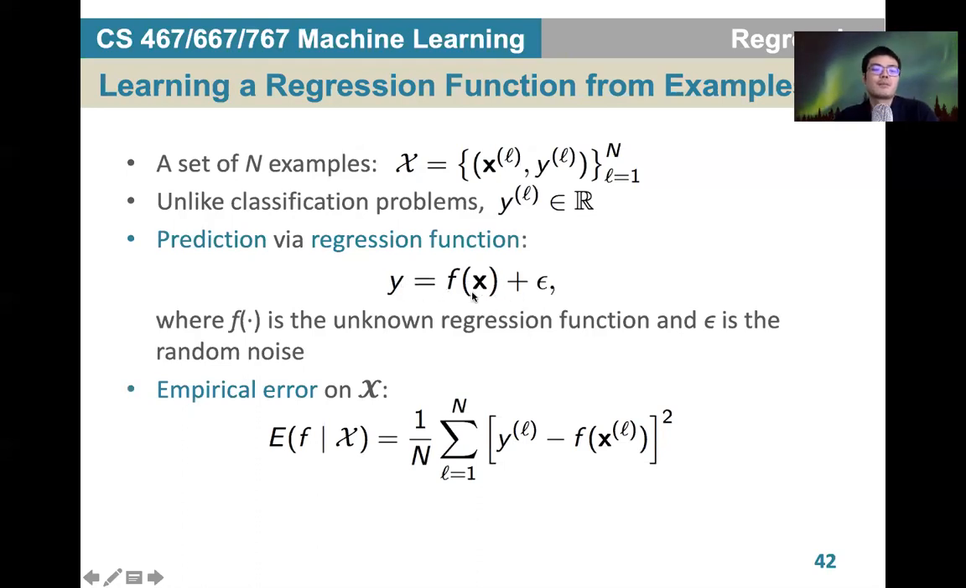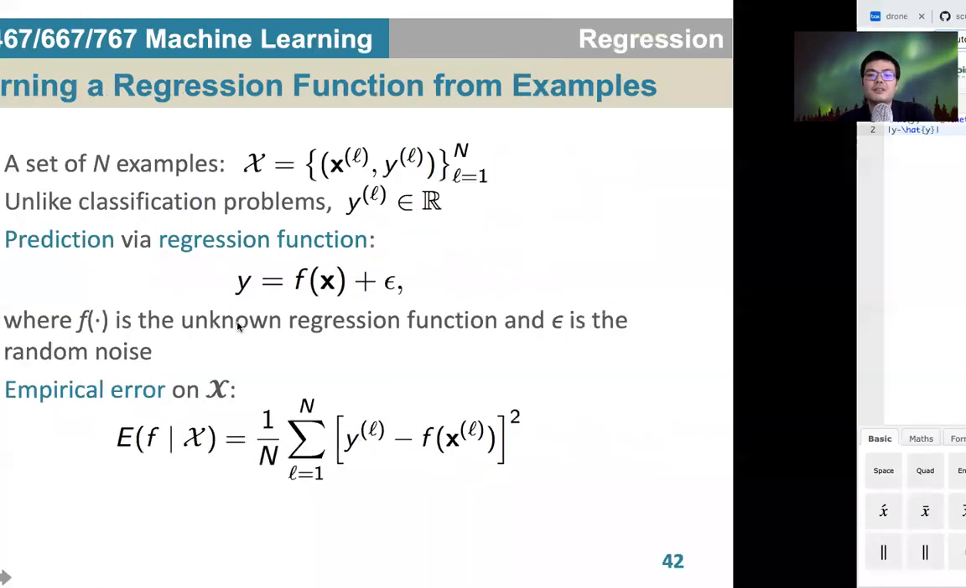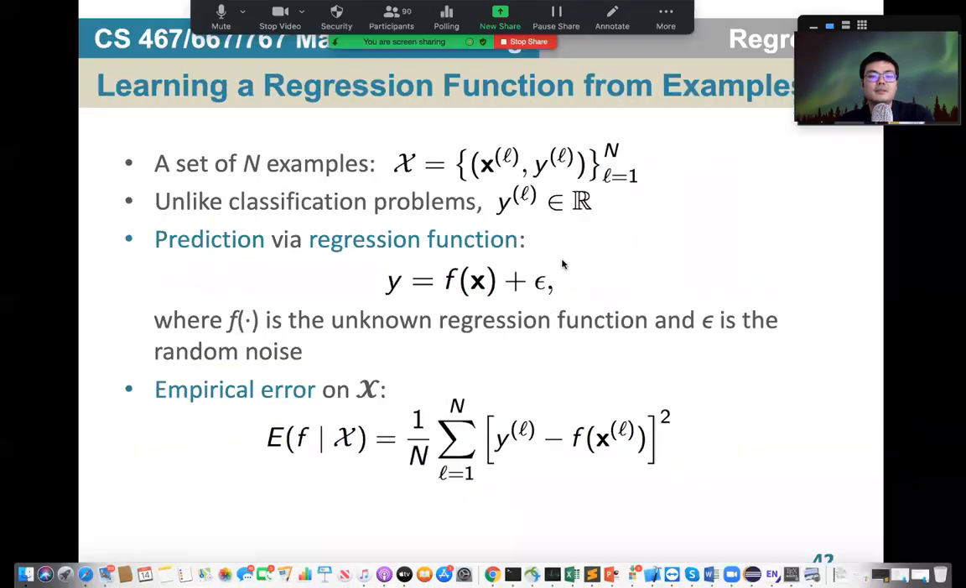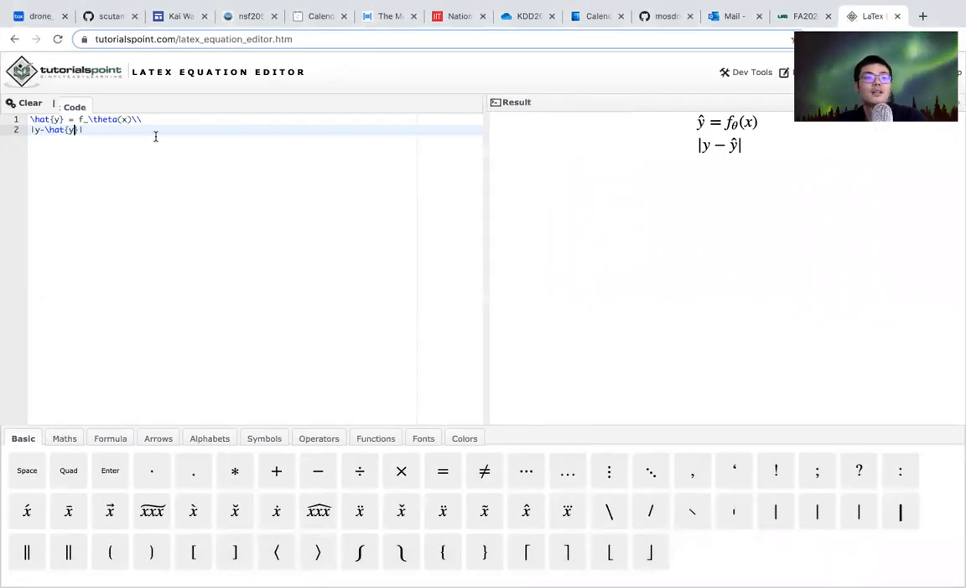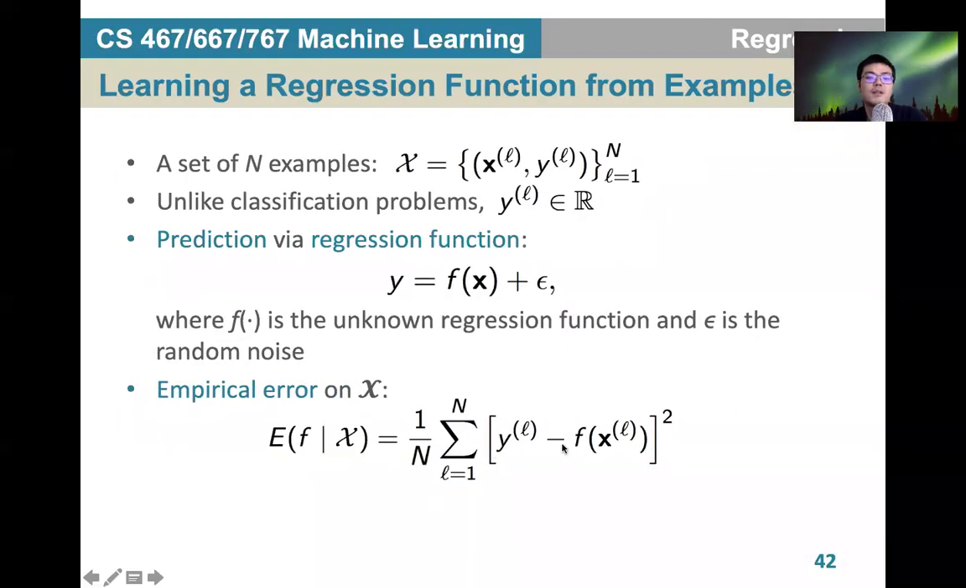So this f has a parameter theta. How do we measure the error? The empirical error is measured in this way. This is a real number, this is a true label, so this is y hat and y. Here we consider a square, and then we sum up. This is called the sum of squared error.